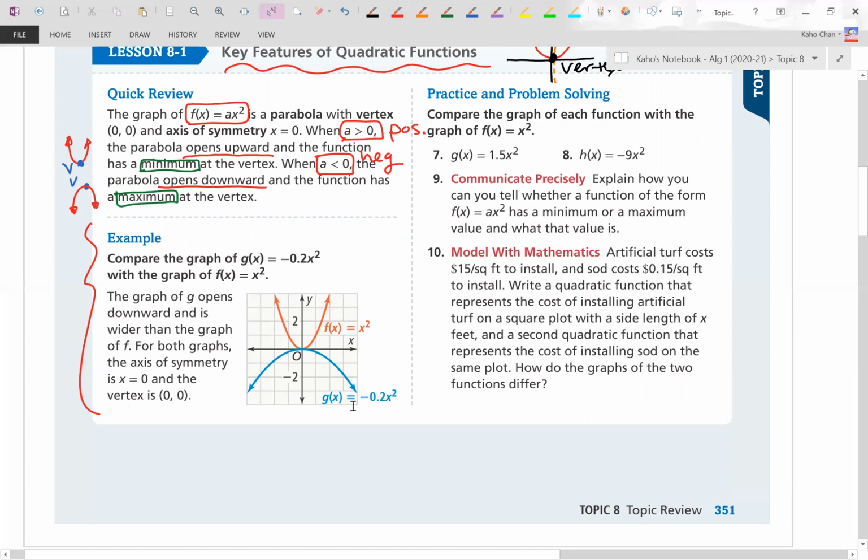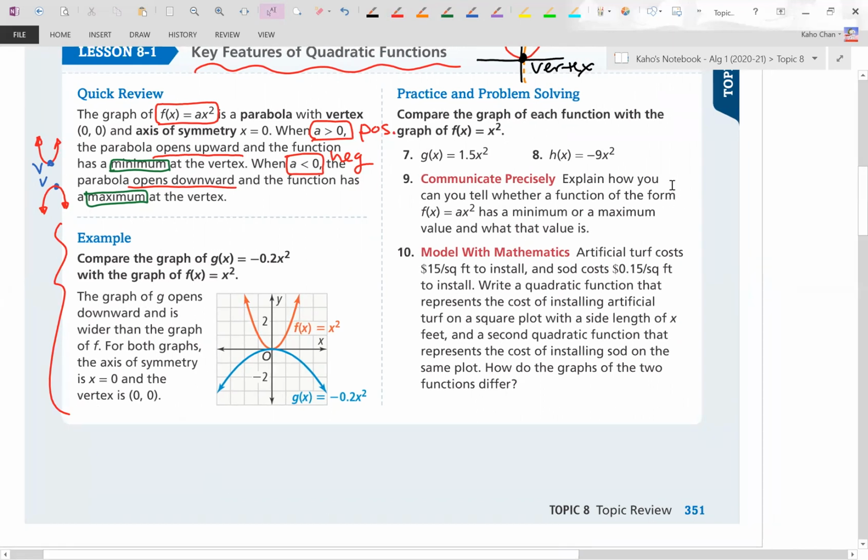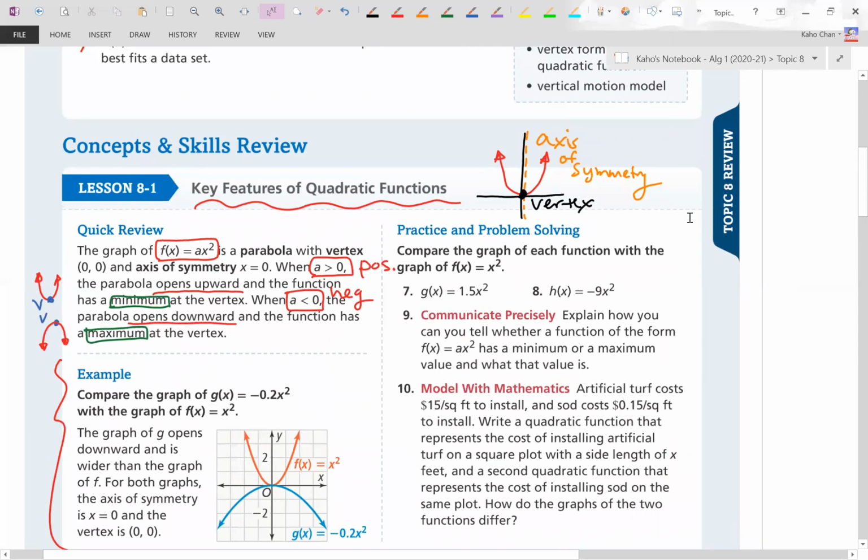Let's try number 7 together. Compare the graph of each function with the graph of f of x equals x squared. X squared, I kind of started off doing it over here in the upper right-hand corner there, has 5 points you should be aware of. They are based off of your domain of -2, -1, 0, 1, and 2. When you plug those numbers into x squared, you will get 4, 1, 0, 1, and 4. Those points correspond to this graph right here.